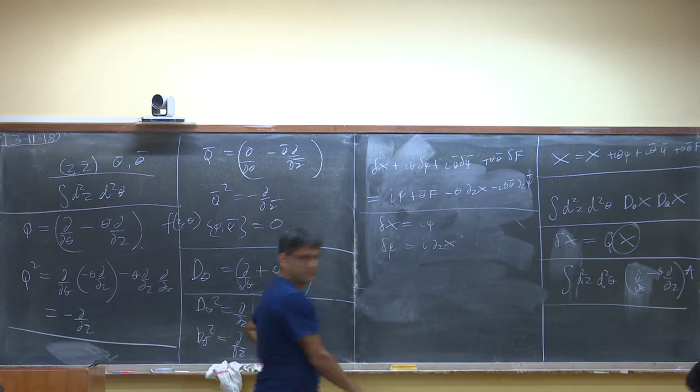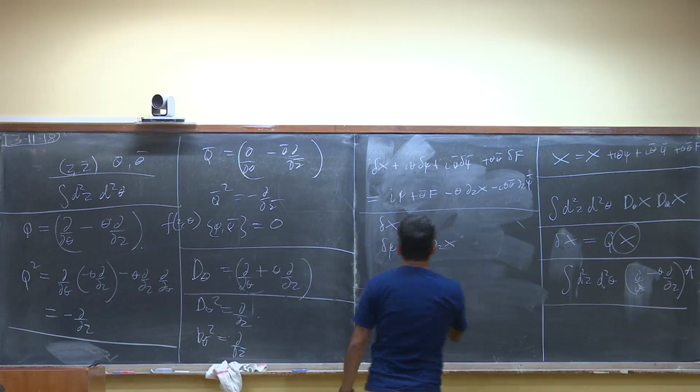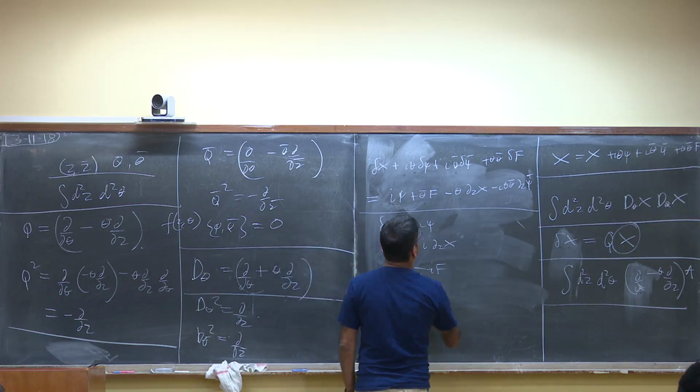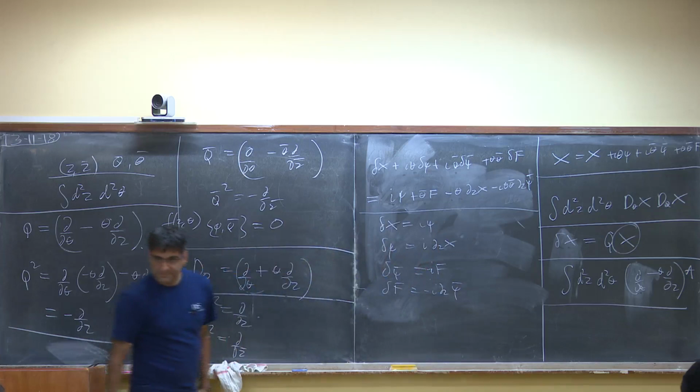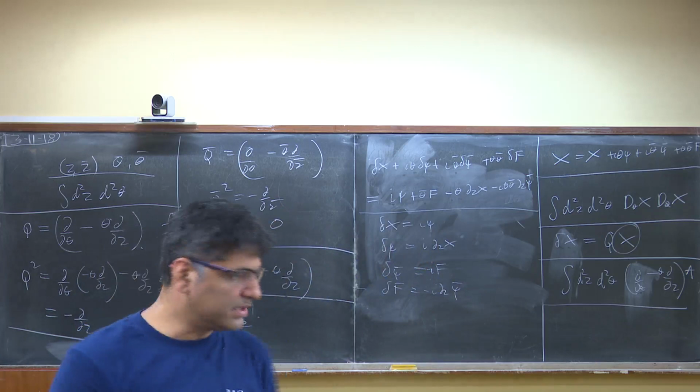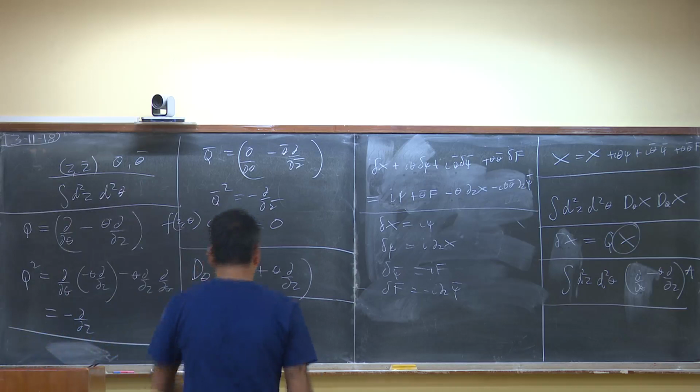Did I get the i right? I minus, good. Delta psi bar is equal to F with a minus i, and delta F is equal to minus i del z psi bar. This is the transformation of fields under the Q supersymmetry. You could easily work out an analogous transformation of fields under the Q bar supersymmetry. Basically, the role of psi and psi bar would be flipped in this transformation rule.